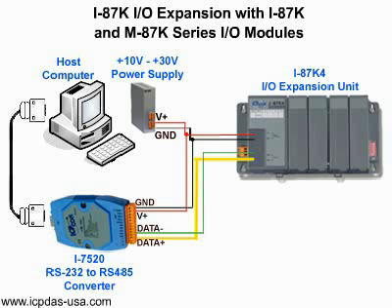Connect the RS-232 serial cable to the I7520. Connect data plus and data minus of the I7520 to the data plus and data minus of the I87K I/O expansion unit. Connect the power as indicated in the diagram.